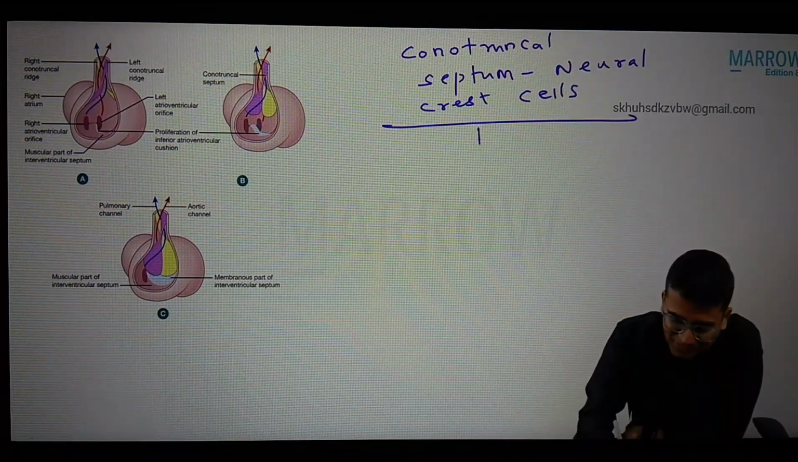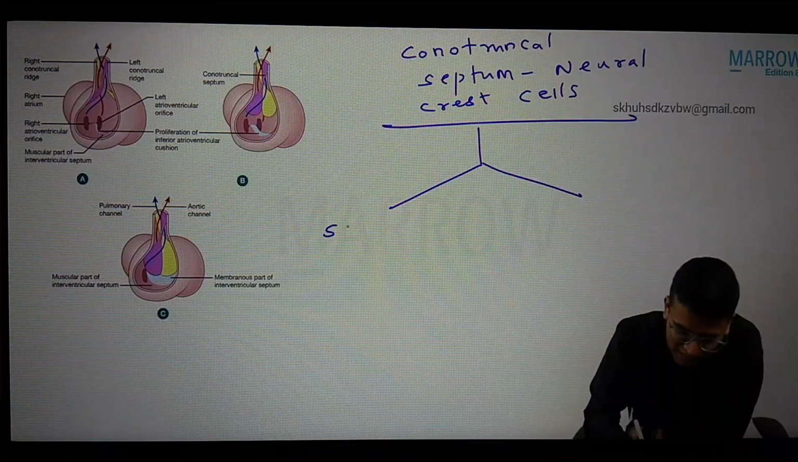Okay. Now, this conotruncal septum has two parts. Number one, the spiral septum.